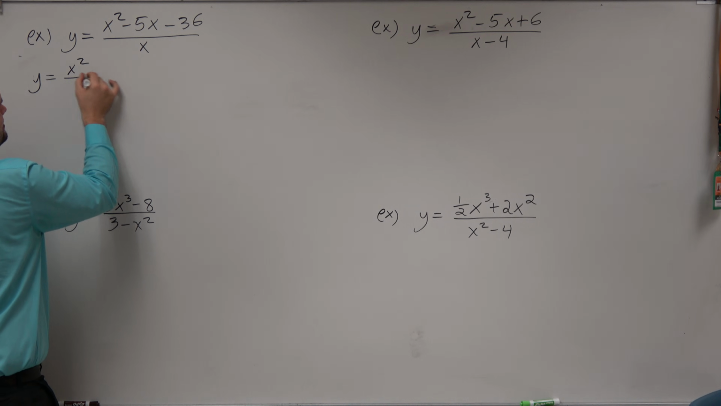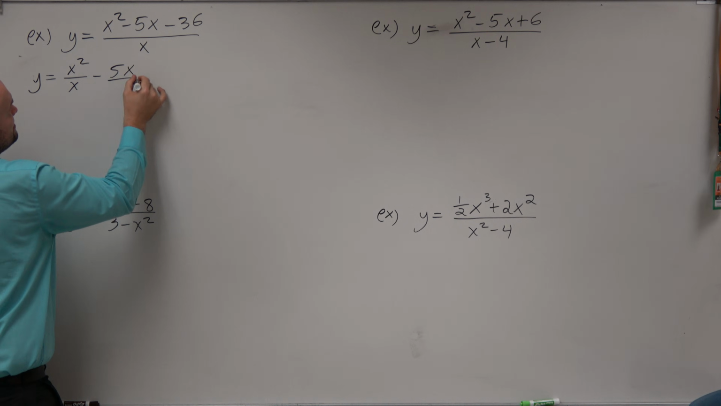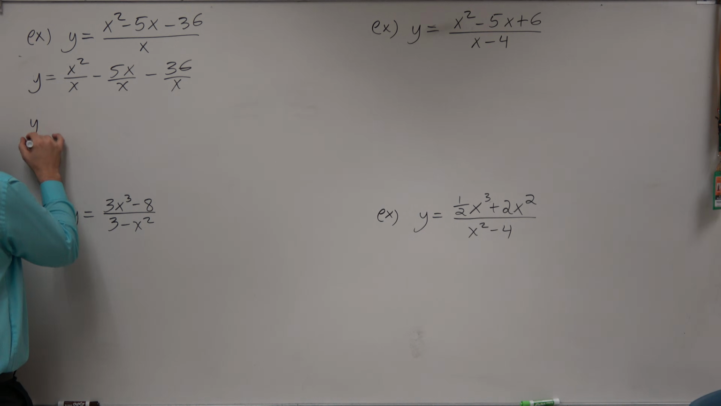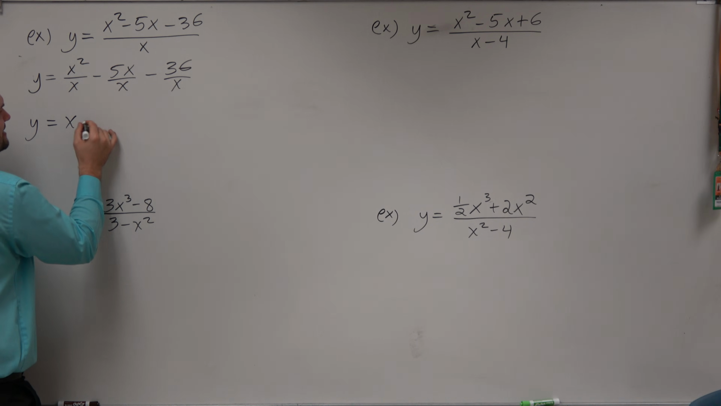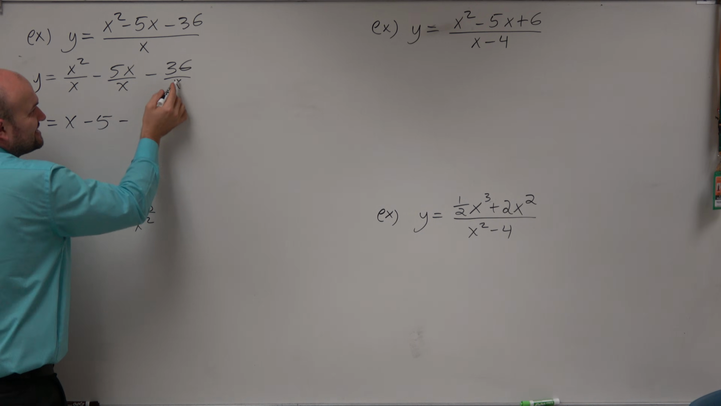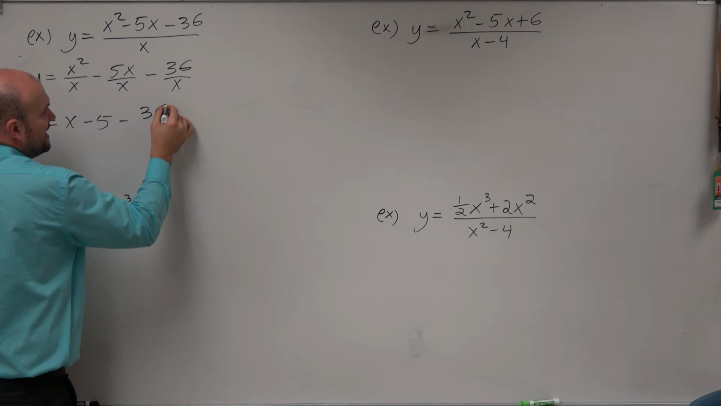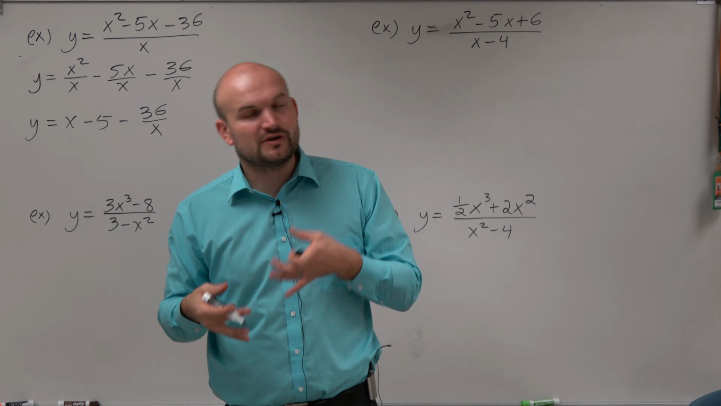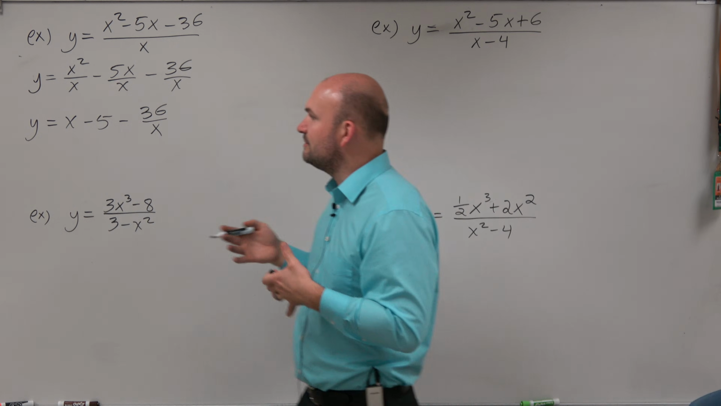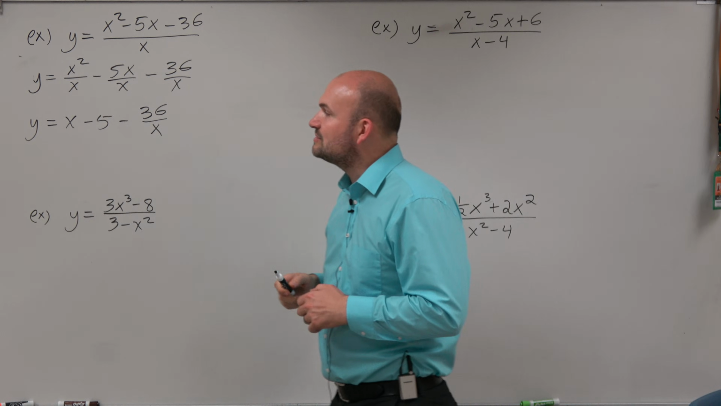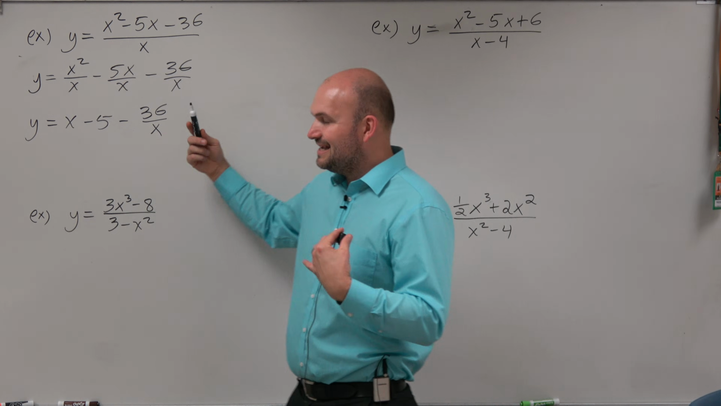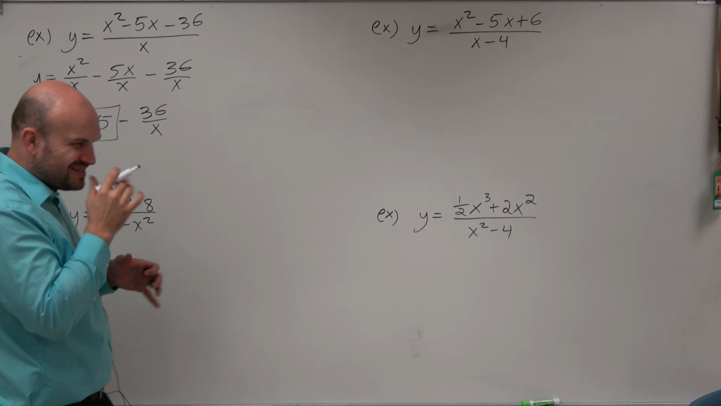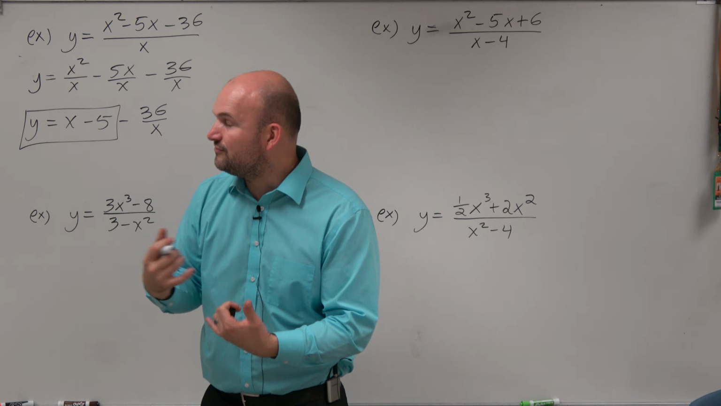So I'll have x squared divided by x, minus 5x divided by x, minus 36 over x. When I simplify this, my quotient is going to be x minus 5. I cannot divide x into 36, so I'm just going to leave that as negative 36 over x. However, if we were to graph this, the graph y equals x minus 5 minus 36 over x is very similar to what y equals x minus 5 would look like. Similar, except at 0. That's where it gets a little funky.